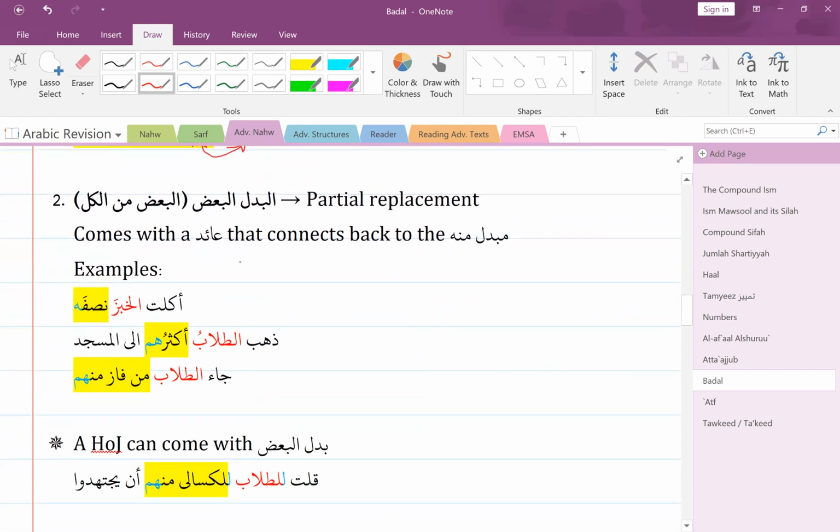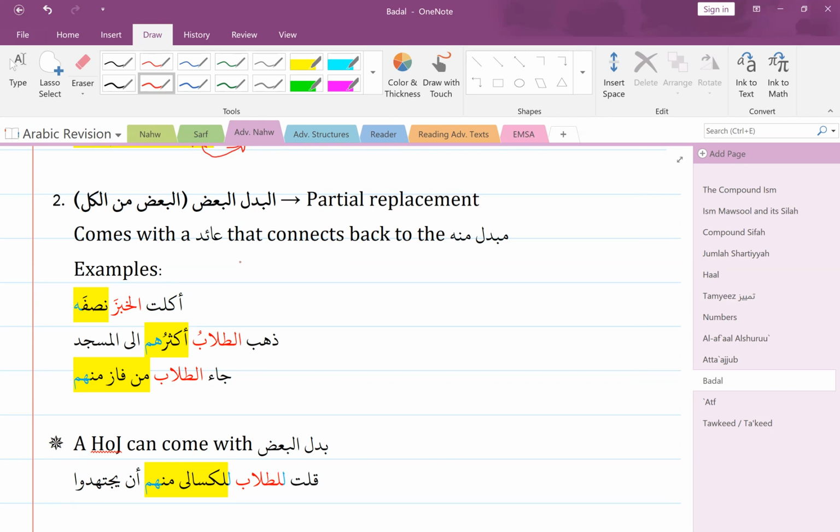The second kind of badal is al-badal al-ba'd. Now this is the partial replacement. You have something that is a whole and you're replacing a part of it, a fraction of it, a portion of it, not the whole thing, just a juz, a part of it. It comes with a'id. Now I know we've talked about a'id for a long time and it keeps coming back, by the way. So a'id is a very common thing you have to get used to. It comes with a pronoun that connects back to the mubdal minhu. So there's always a pronoun that is going to connect back. Let's look at some examples.